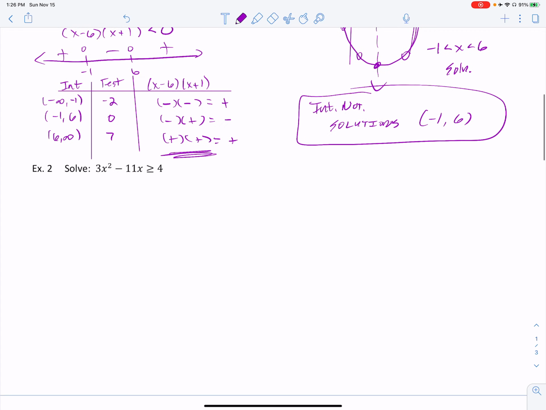Example 2. Here we have 3x squared minus 11x equal to 4. You must compare to 0. You need to get everything on one side compared to 0. Sometimes people don't do that, and then the whole problem is just wrong. You need to move that 4 over and compare to 0.